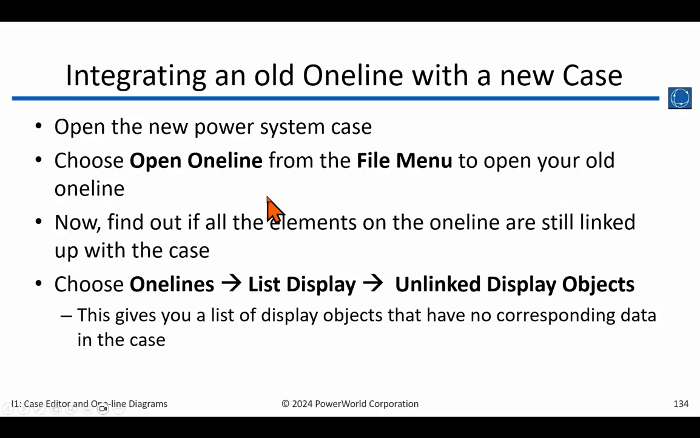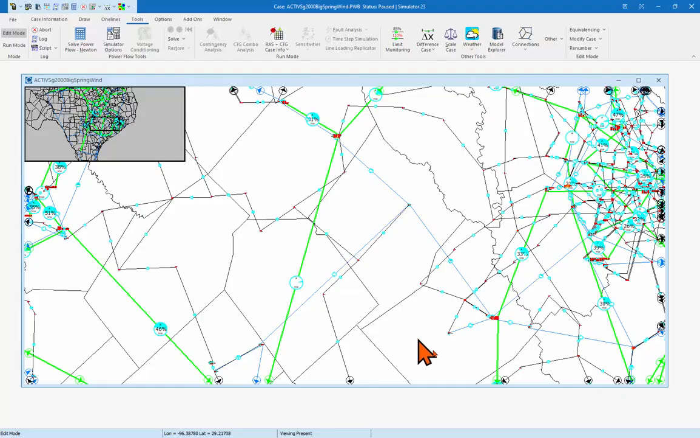The first thing you can do is take stock of how many elements have changed. What we call it is, if there's an object on the one-line diagram that doesn't line up with anything in the case, we call it an unlinked display object. And this describes how you can view a list of those in Simulator. So the one line that we've been building with this case doesn't have any, but we could create a simple situation whereby we have some unlinked elements.